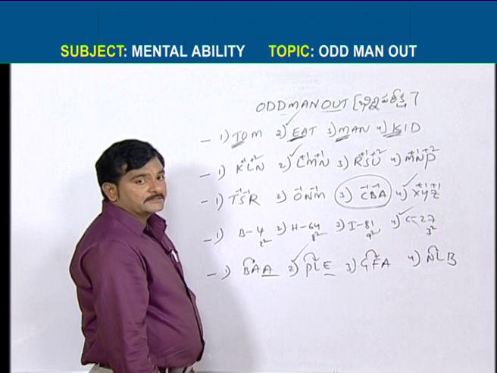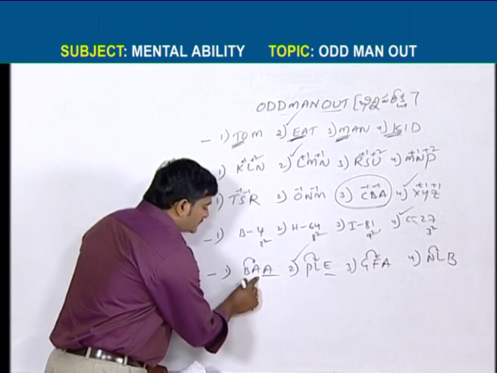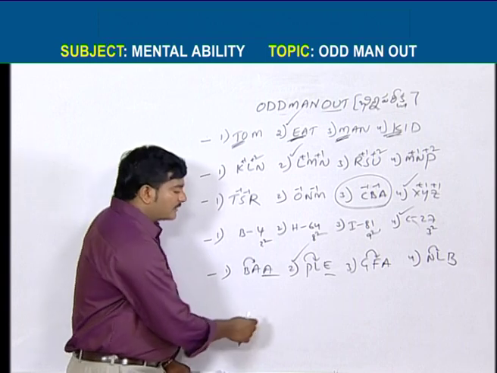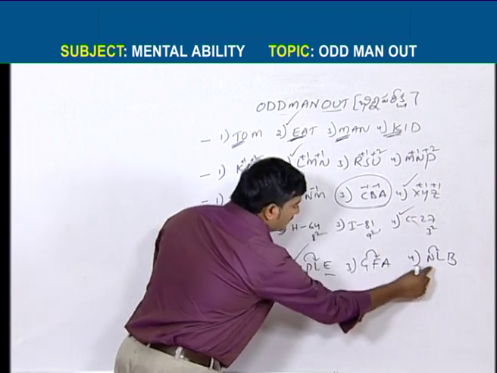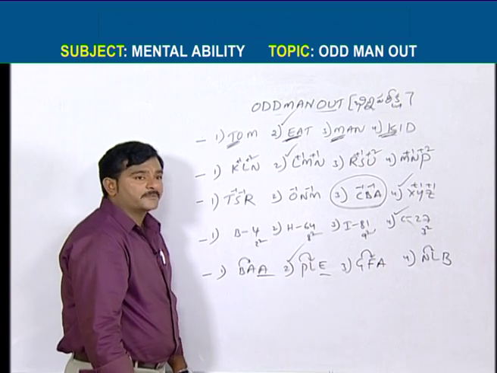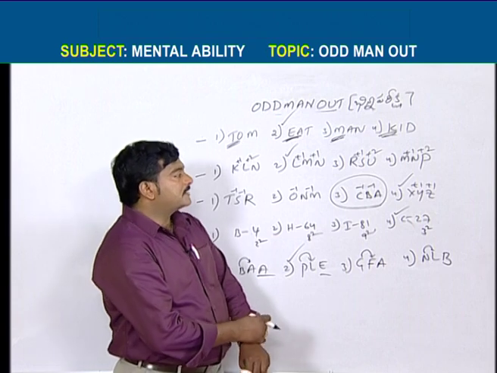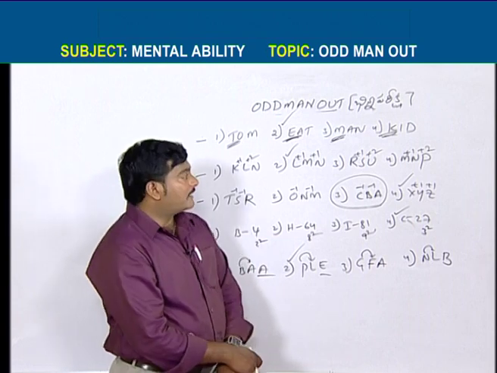I repeat, there are 3 letters in each and every option. The difference of the first 2 letters is equal to the third letter. It is not possible in the second option. Hence the answer is the second option. Like this, these are some different models in letter odd man out.